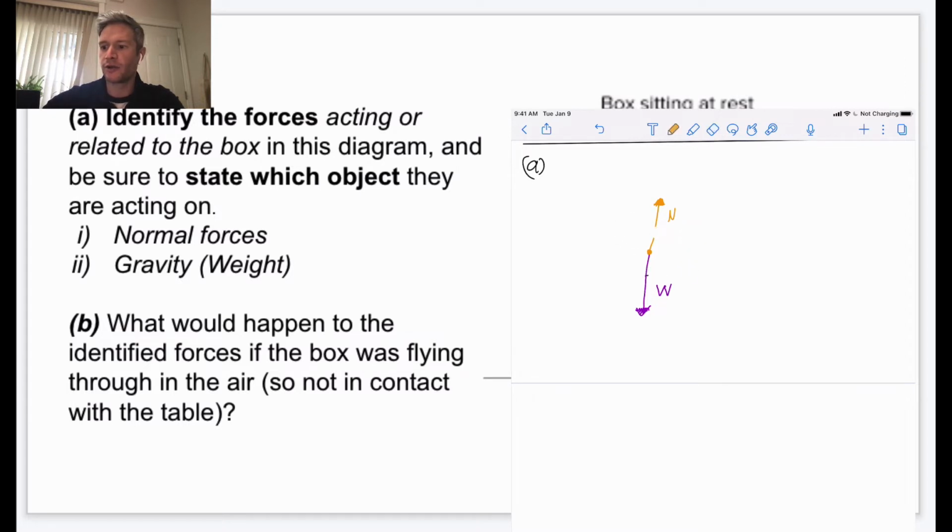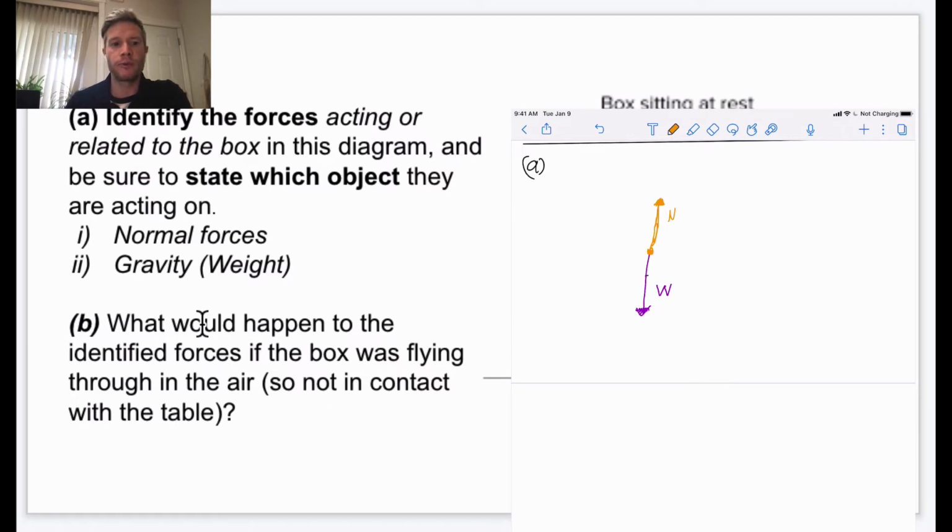The others are force pairs. They're not directly acting on the box. Remember, for a force pair, the partner force can't be directly on the same object. It has to be on a different object. Okay. So that's A. Now on for B.